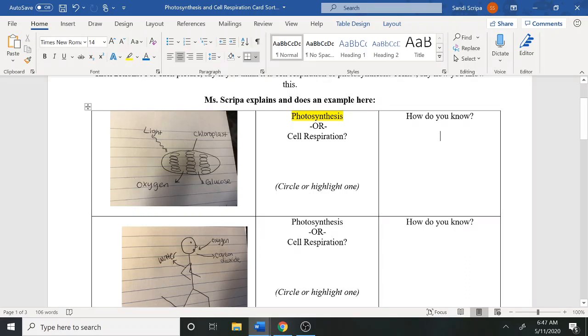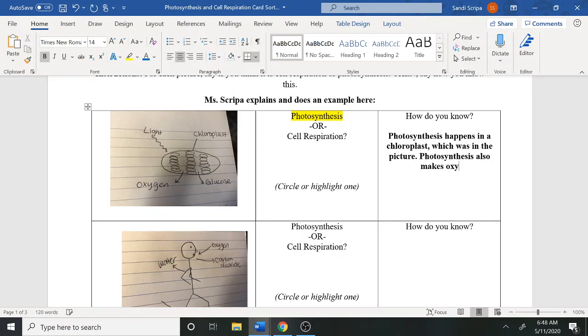And it's going to ask us how we know. So we're going to say photosynthesis happens in a chloroplast, which was in the picture. And then we have another reason why we know it was photosynthesis, not only because there was a chloroplast in the picture, but also because it made oxygen and glucose. Photosynthesis also makes oxygen and glucose, which were coming out in the picture.